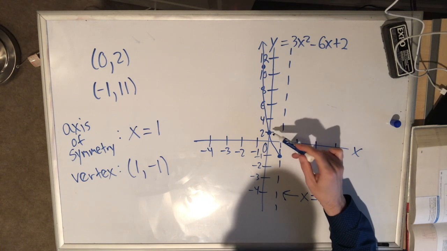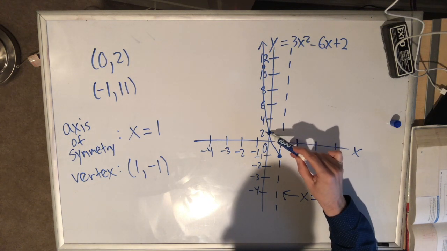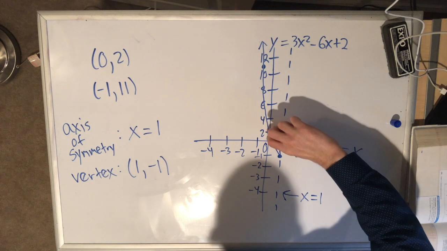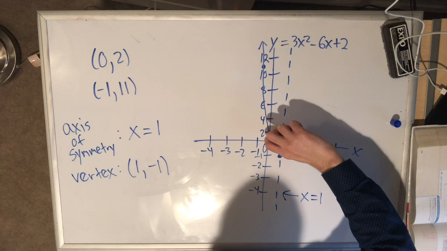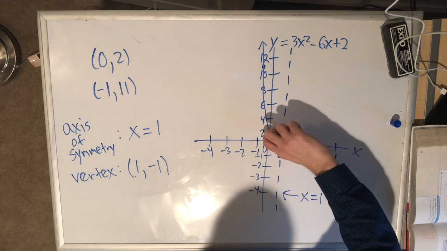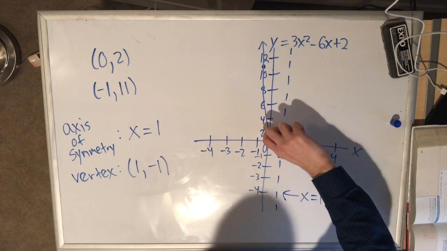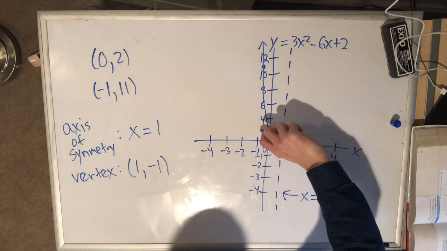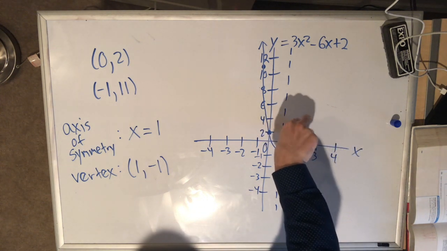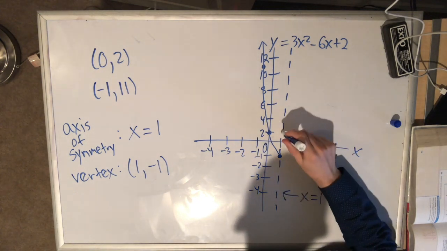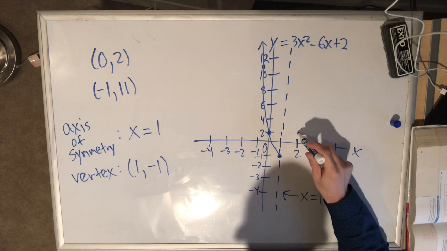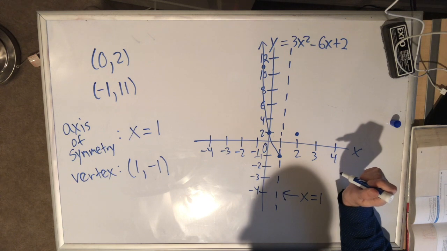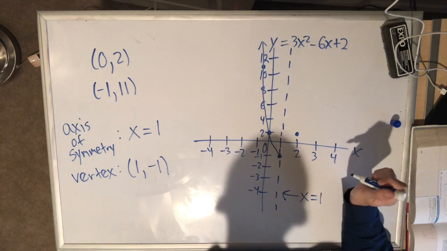Let's first reflect the point 0 comma 2. So reflecting it on the dotted line, x equals 1, you move it in the opposite direction. So instead of being 1 to the left of the dotted line, it's going to be 1 to the right of the dotted line. So we have the point 2 comma 2 on the parabola.